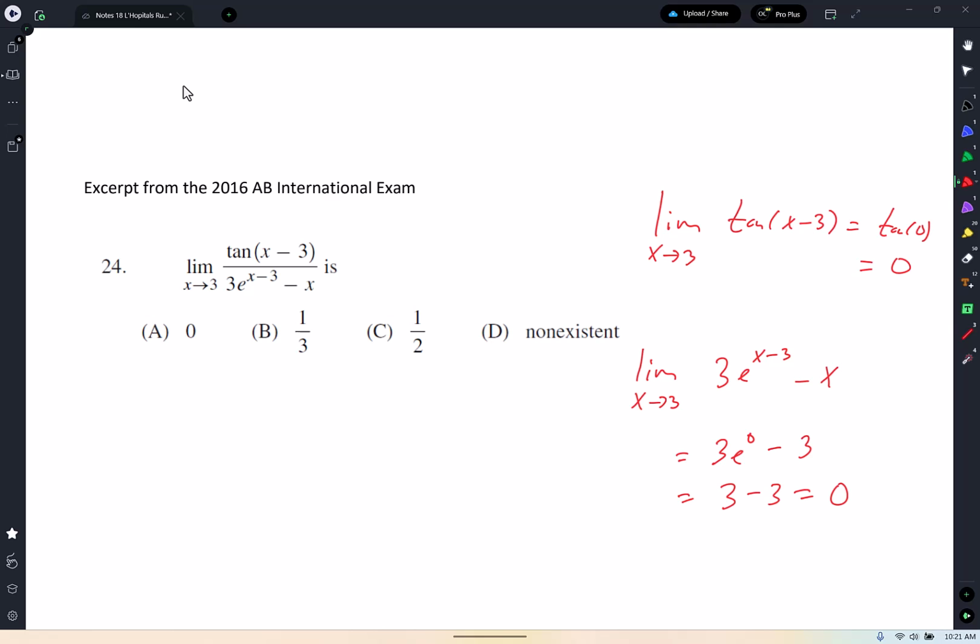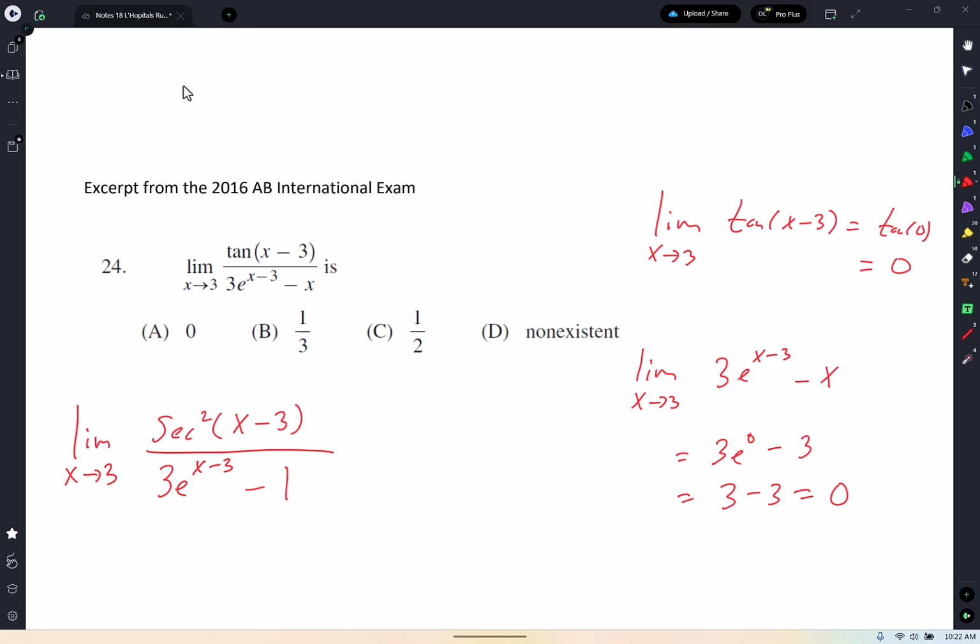We're okay so far, guys? All right, check it out. I get 0 over 0, so can I use L'Hopital's rule? Here we go. Limit as x approaches 3. Do you remember what the derivative of tan is? Perfect. Secant squared of the argument, x minus 3, over, what's the derivative of 3e to the x minus 3? The same thing itself. 3e to the x minus 3 minus, what's the derivative of x? 1.